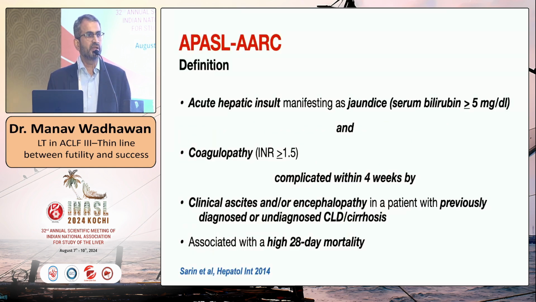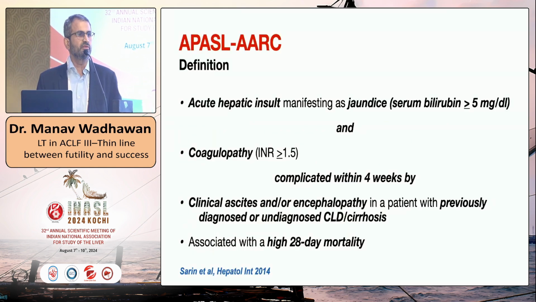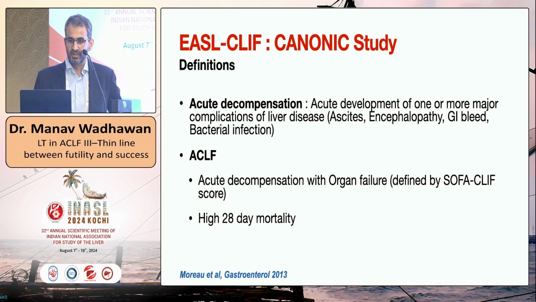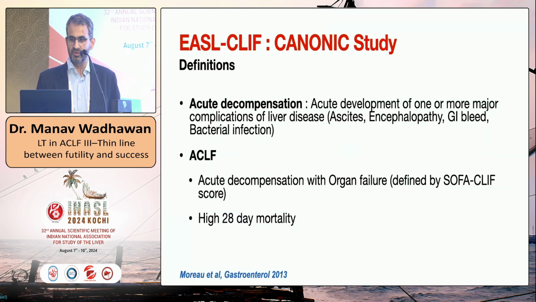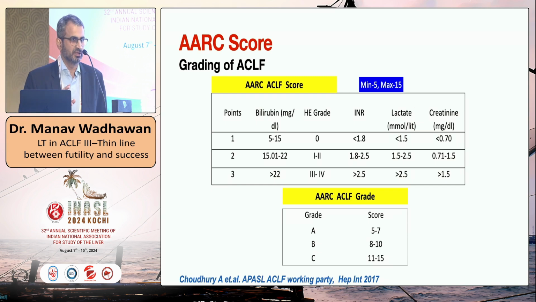So there are two separate definitions for ACLF. It is not my brief to talk about the pros and cons of each, but I am here to strike some similarities between the two. Whether you talk about the APASL ACLF Research Consortium (AARC) classification or EASL-CLIF, there are two things which are common. According to the AARC score, you have to have a score of more than 11 to classify as ACLF3, which means you need to have 3 or 4 or 5 organ failures.